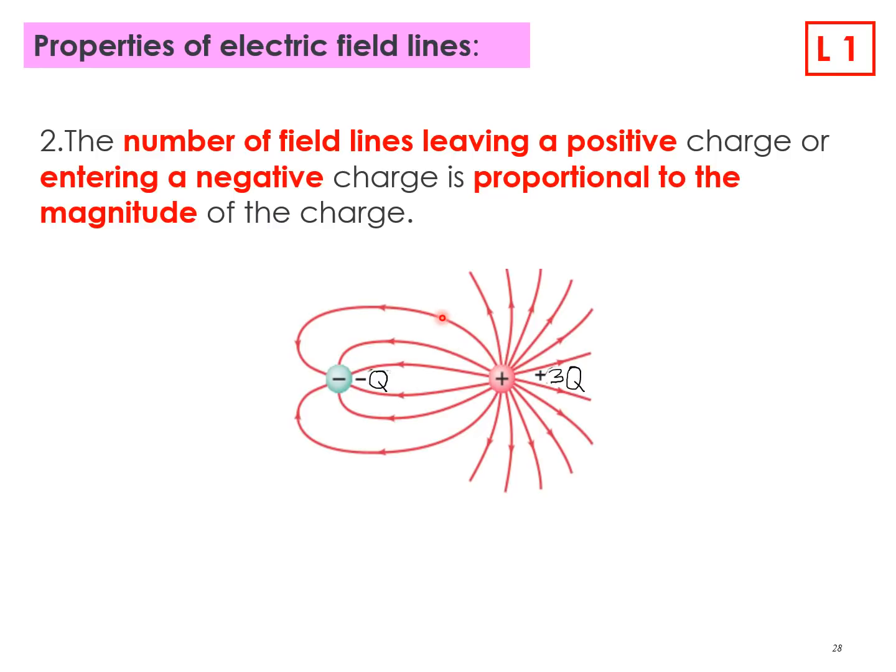That's why, if you want to sketch or draw electric field lines to represent the electric field, it depends on the magnitude of the charge. The greater the magnitude, the greater the number of electric field lines.